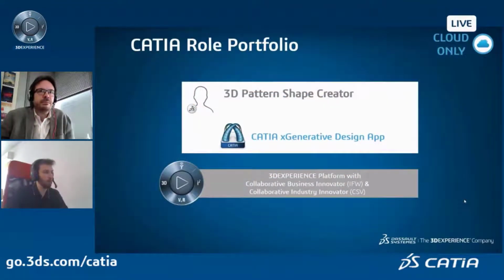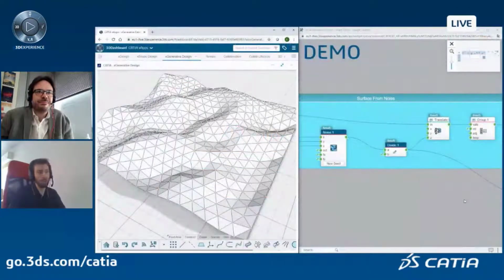And about roles, you will see, in fact, this application is for the moment available in one role in the CATIA portfolio of products at Dassault Systems called 3D Pattern Shape Creator. So this role will give you access to the CATIA generative design application. This is the official name of the product to buy. And now we can jump into a short demonstration of the product.